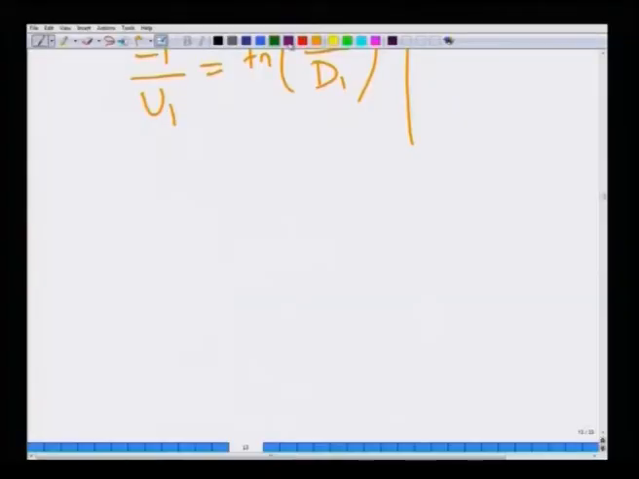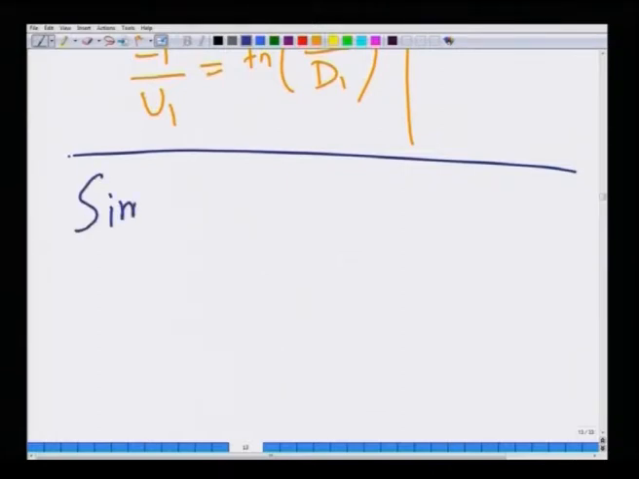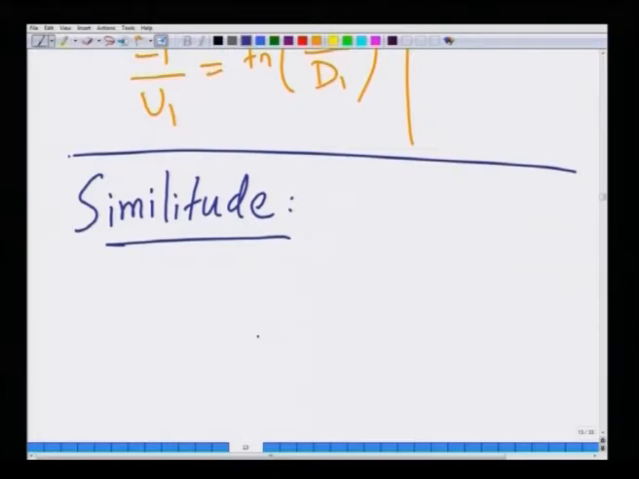Now, the final application of dimensional analysis is similitude, that is, how to identify that two systems are similar such that the non-dimensional groups are the same in both the cases.